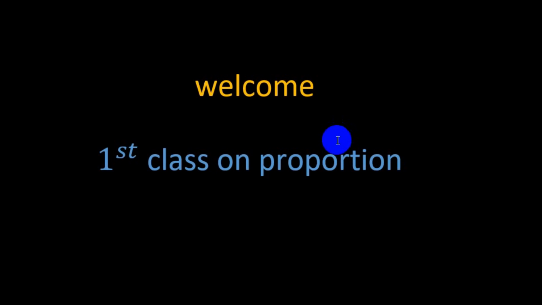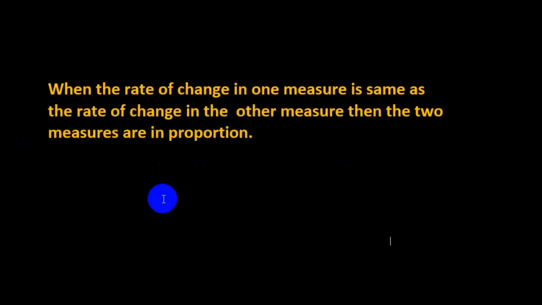In this chapter, we will discuss the changes that happen in some measures. We will take two measures simultaneously. We will notice the change that happens in one measure, then the change that happens in the other measure is also considered. If the ratio of changes in both measures is the same, we will say they are in proportion. That means if the rate of change in one measure is the same as the rate of change in the other, we will say they are in proportion.